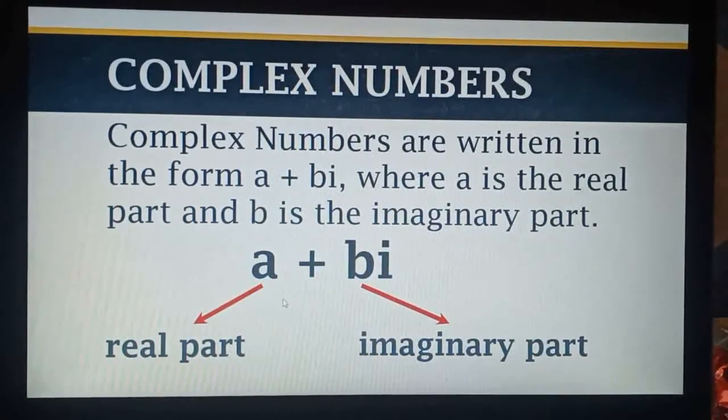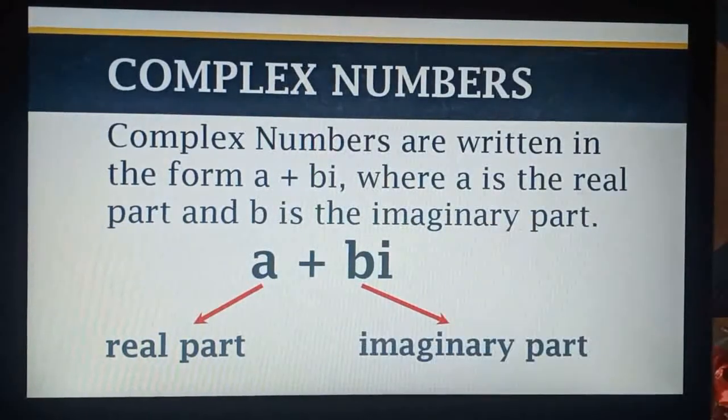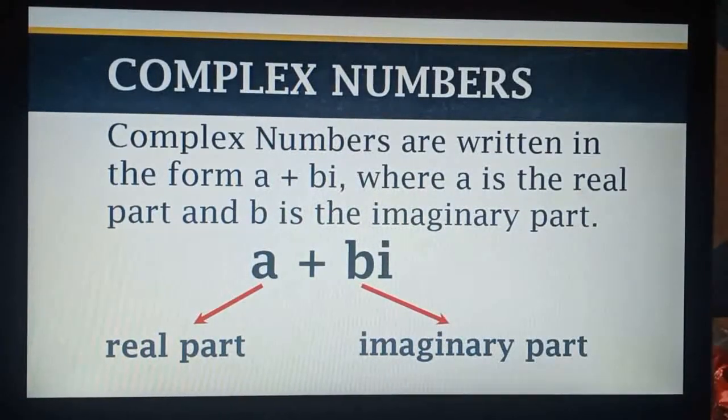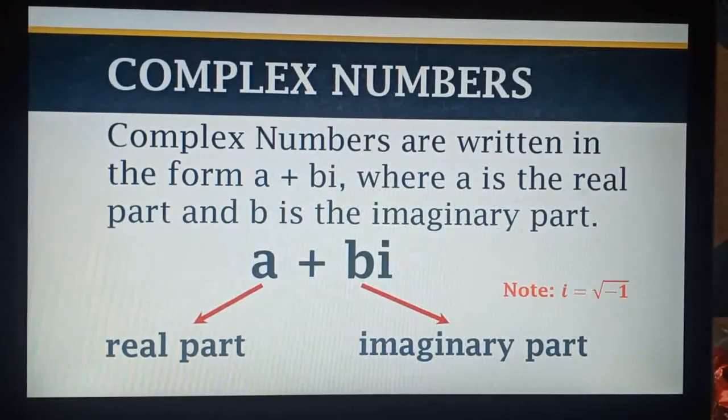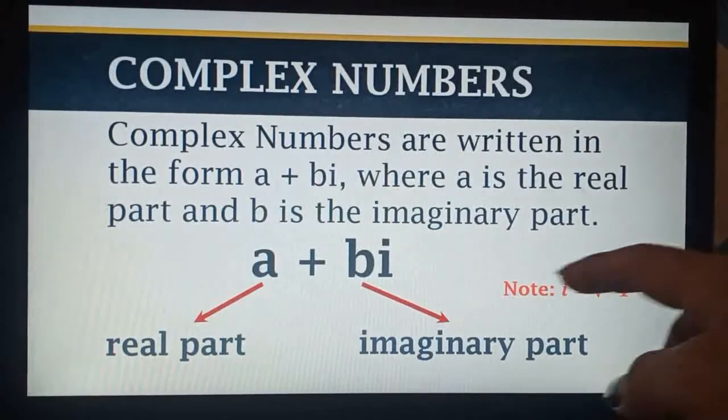Now, the indicator if it is real or imaginary: when there is no i, that is the real part. But when there is an i, that is the imaginary part, wherein i is equal to the square root of -1. It cannot be evaluated, so it is designated as i.